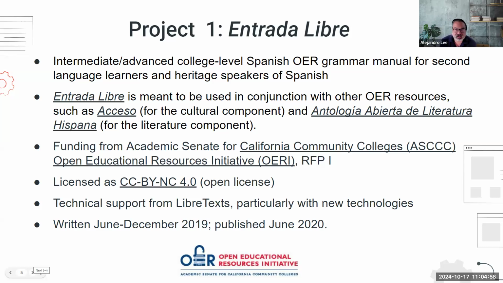Our first project was Entrada Libre, which is a workbook for second-year Spanish, and it can be used as a supplement for Acceso from University of Kansas or Antología Abierta de Literatura Hispana, which is a literature textbook. The funding came from the Academic Senate for California Community Colleges Open Educational Resources Initiative, OERI, and we selected an open license. We had excellent technical support from LibreText, the platform, and the work was completed in about a year after revisions to make it accessible. Next.